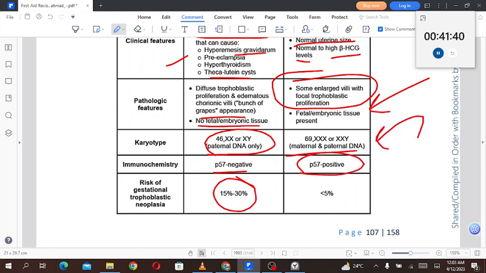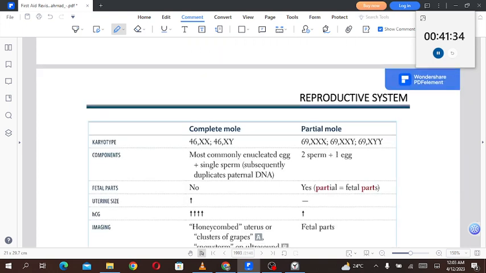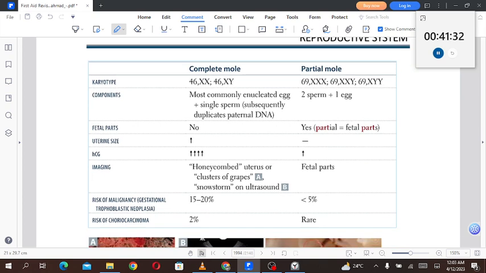Immunochemistry is P57 positive because of the maternal chromosome presence, and the risk of gestational trophoblastic neoplasm is less than 5%. So this is the table from UWorld and First Aid. For the complete mole, let's do them one by one.